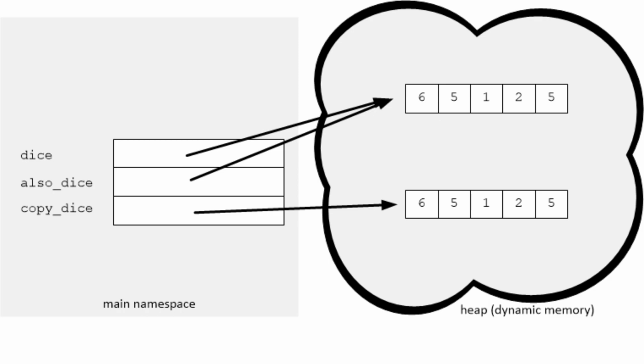This offers a visual explanation for why changes to dice will change also_dice as well and vice versa, but changes to copy_dice impact only copy_dice.